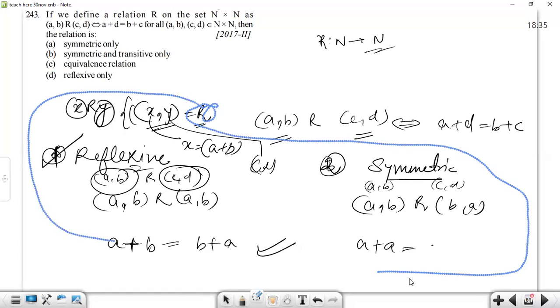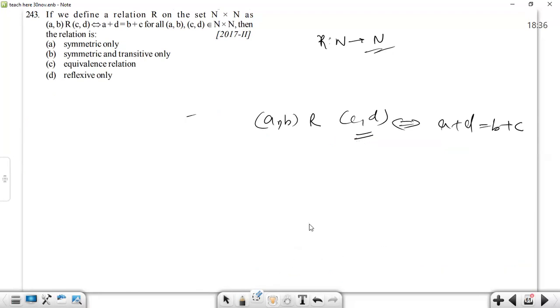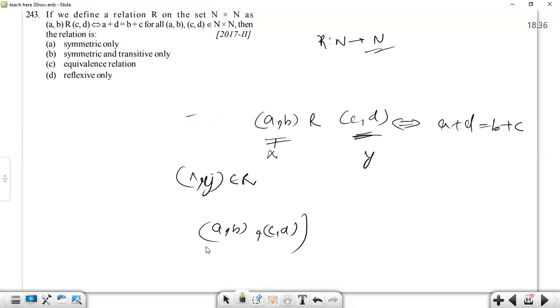So for the given relation, we have to understand one fact: the relation is between two ordered pairs, which act as x and y, and (x, y) is an ordered pair which is an element belonging to the relation. So basically (a, b) and (c, d) is an ordered pair belonging to the relation, and it will happen only if a plus d is equal to b plus c. Now is the given relation clear?